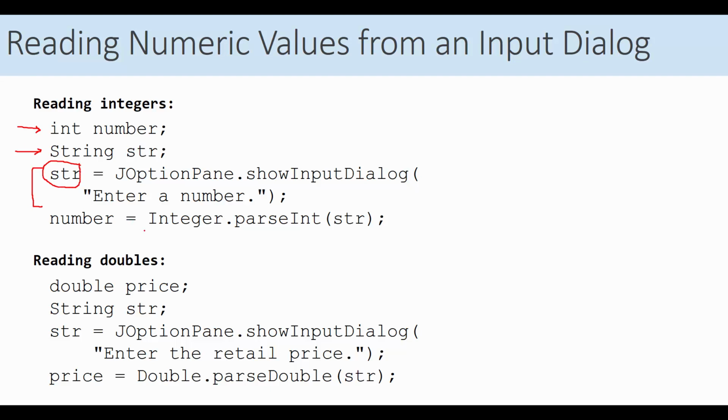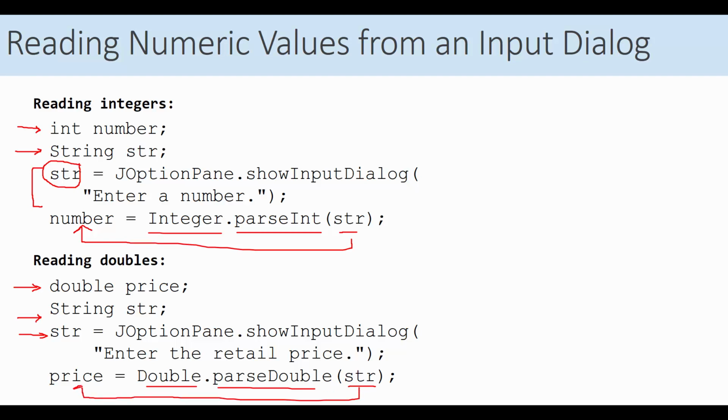So now we need to use the integer wrapper class to parse the string entered by the user to get the numeric value. The same thing you do for doubles. Here the same problem. We have double, we need to read from the user. We cannot do that directly. We get a string from the user, then we use the Double.parseDouble method, apply it on the string, and get the floating point value of price.